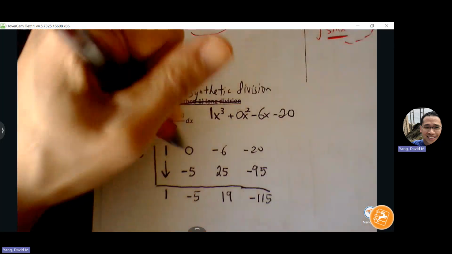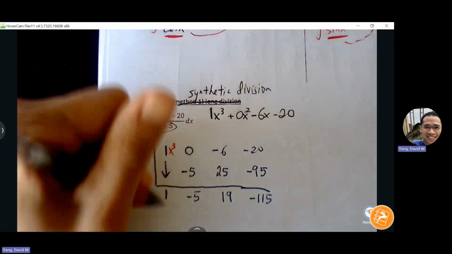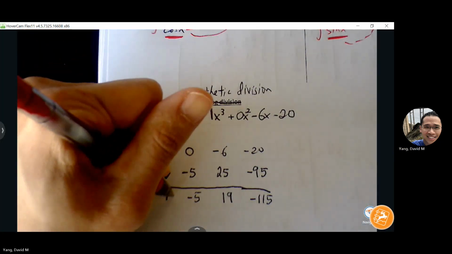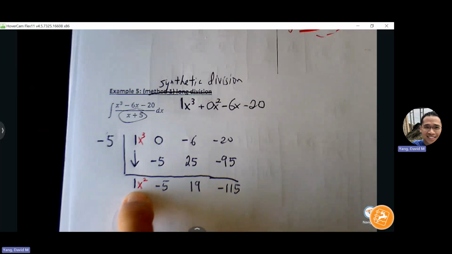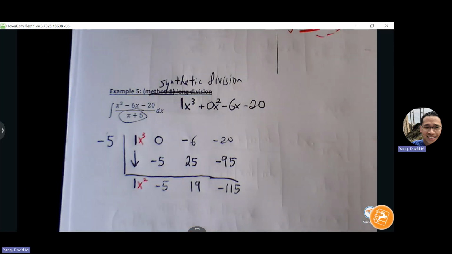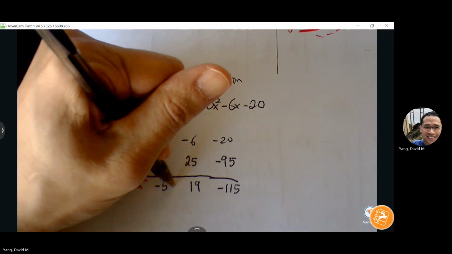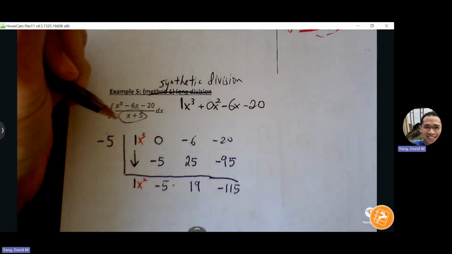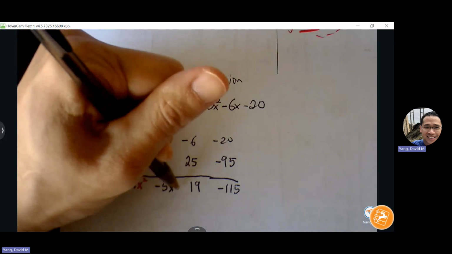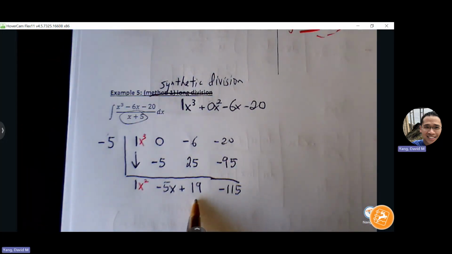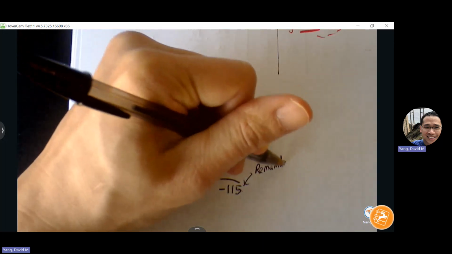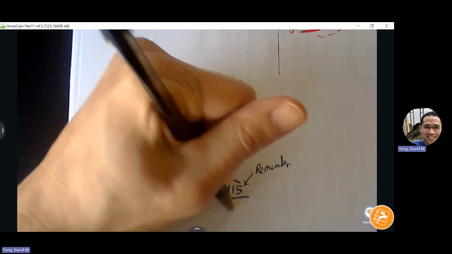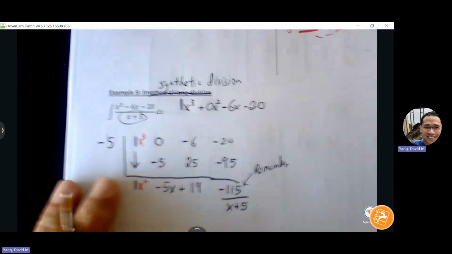So we started with x cubed, which means dividing by x, we're going to now start with what? X squared. And once you have that first degree established, then everything will just keep falling by 1. So this one will be -5x, plus 1 degree lower, the constant, 19. And then this is the what? Remainder. To represent the remainder, you put the divisor under it to indicate that we can't divide this evenly, so this is the leftover.